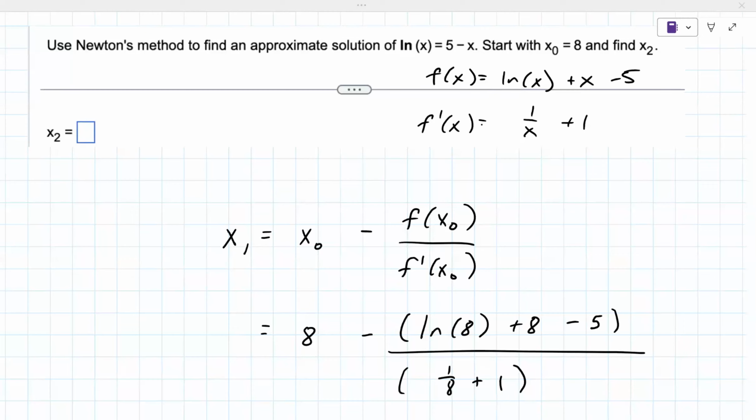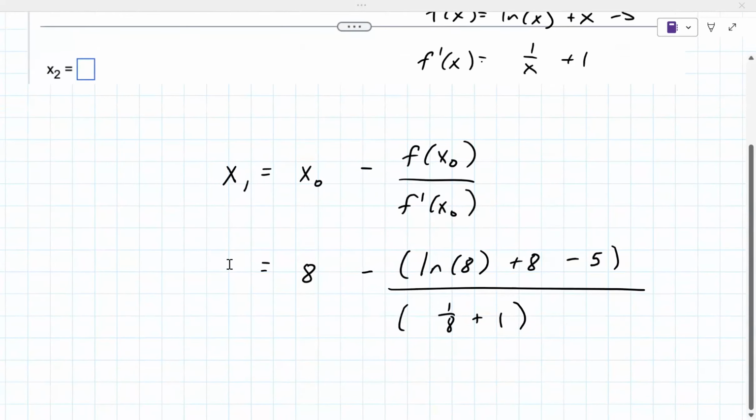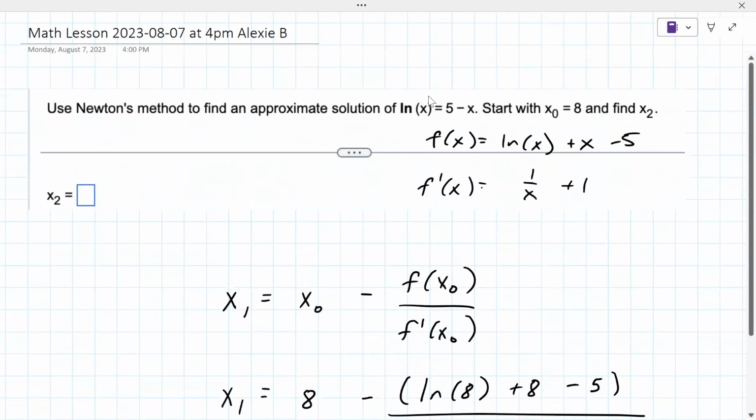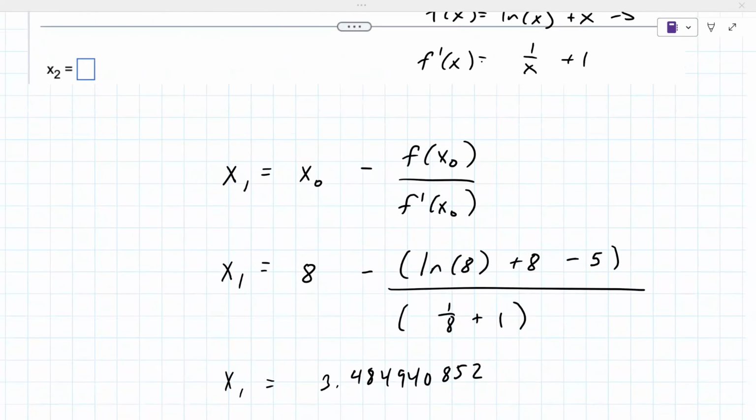If you use something like the Desmos scientific, you don't have to do quite all the stuff with this. But if you have a handheld TI-83, you have to make sure you put parentheses around it, because the calculator doesn't know that you meant something else. So when you do this, you end up getting 3.484940852, like that. You want to go out a bunch of decimal places, since you need to round your answer to 6. So you definitely need all of these.